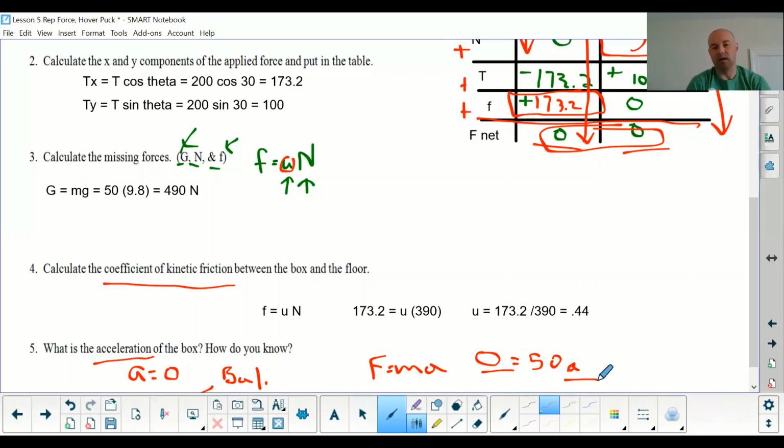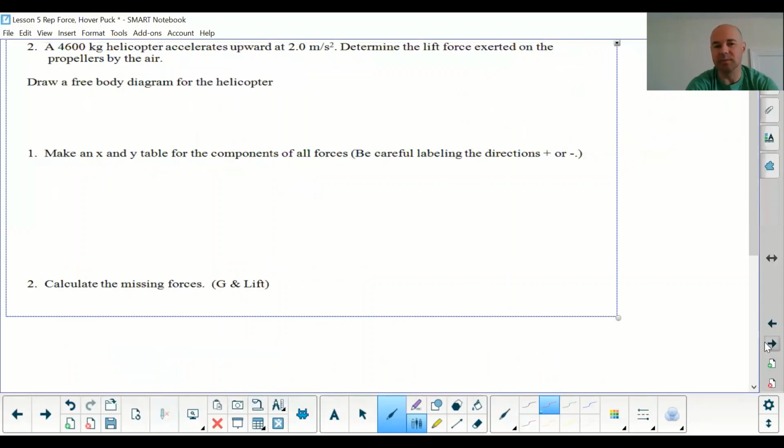Another way you can talk about it, it's going at a constant velocity. If you have a constant speed, constant velocity, that means that you cannot have an acceleration, because if you had an acceleration, it would change the velocity. So that's the first problem. The second one's a little bit easier.